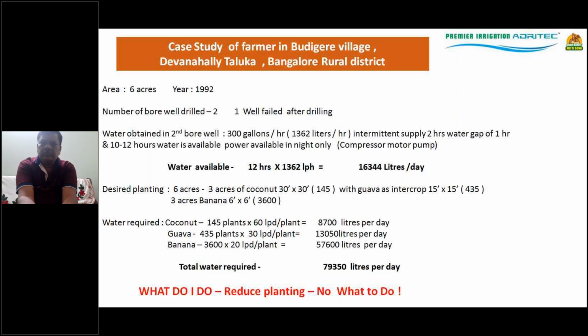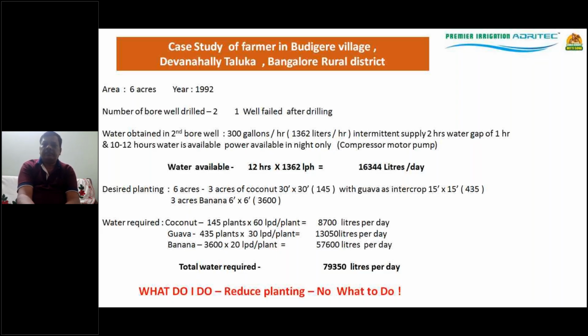The farmer had 6 acres of land and he had drilled 2 borewells. One borewell failed after drilling. There was no water. And to his bad luck, from the second borewell he could get only 300 gallons of water, which is roughly around 1362 liters. 1 gallon is nothing but 4.5 liters. And how was the water coming? It was an intermittent supply. I will get water for 2 hours, then I will have a gap for 1 hour, and overall I will not get water for more than 12 hours.